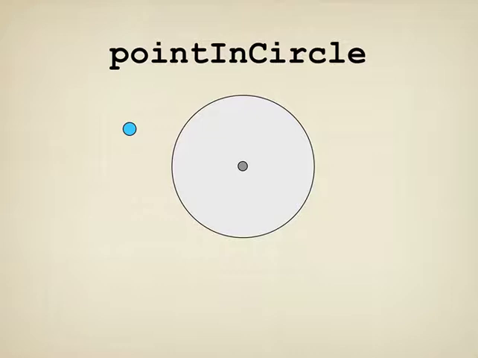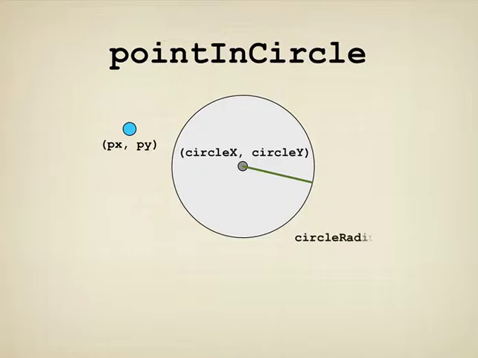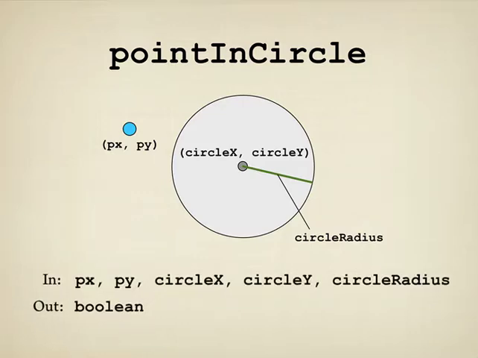Now, how do we describe these? The point, just like before, we'll describe as x and y. The circle we describe with a point, circle x, circle y, telling us the center of the circle, and the radius of the circle, which I'll call circle radius. So those are 5 floating point numbers. Those 5 floats are the inputs to the procedure. What comes out is a Boolean, true or false, whether the point is inside the circle or not.